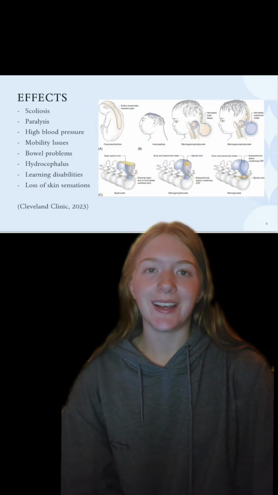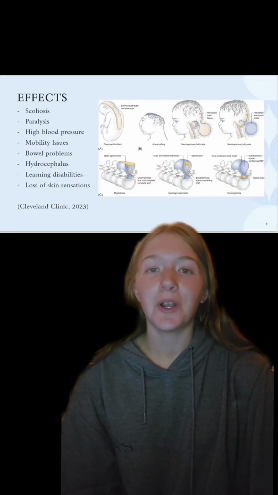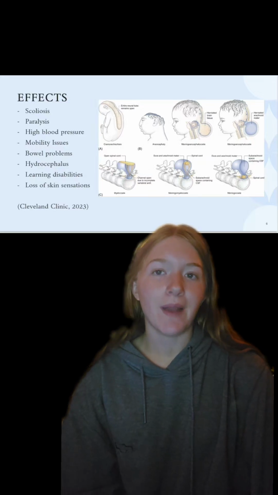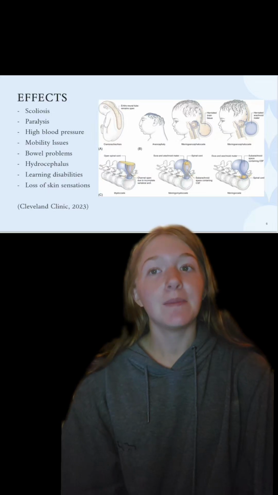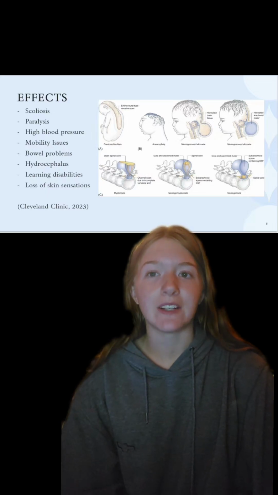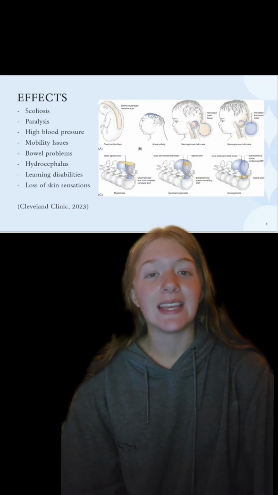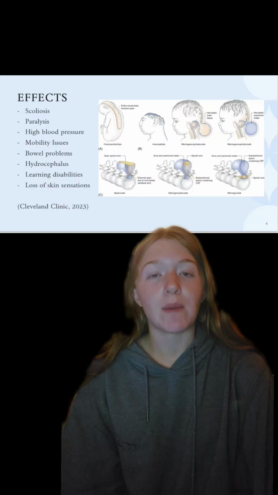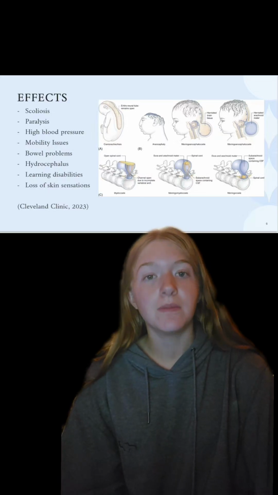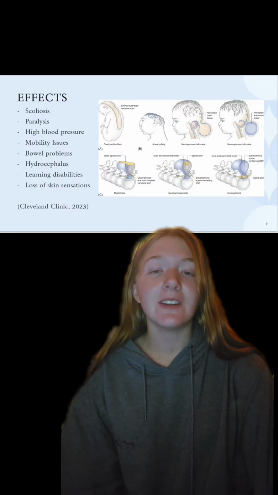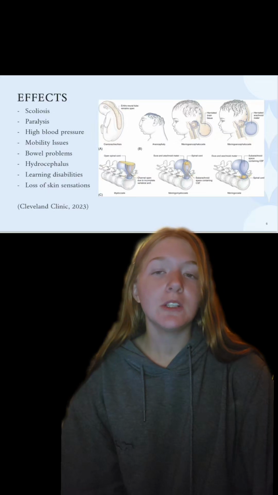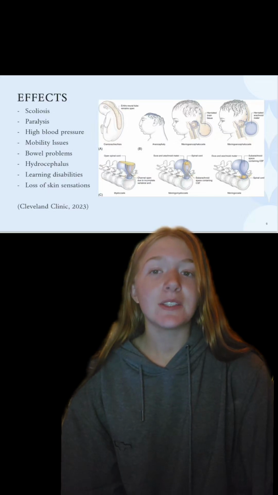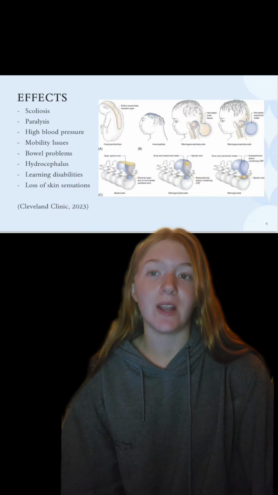People who have spina bifida can have very different effects or none at all. Some of the most common symptoms are scoliosis, paralysis due to nerve damage, and high blood pressure, since they often have trouble with their bladder and kidney. Swelling and scarring of the kidney can cause high blood pressure. Mobility issues and bowel problems occur due to the damage of nerves that control the bladder and bowels. It can also cause hydrocephalus, which is when cerebrospinal fluid accumulates in the brain. This affects around 80 to 90% of people with spina bifida.